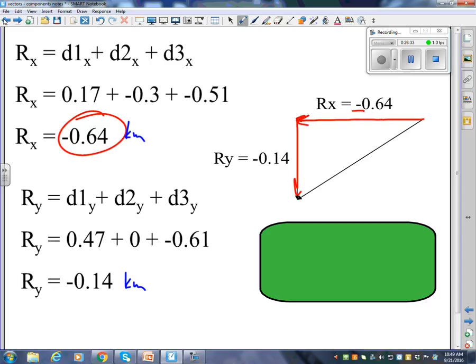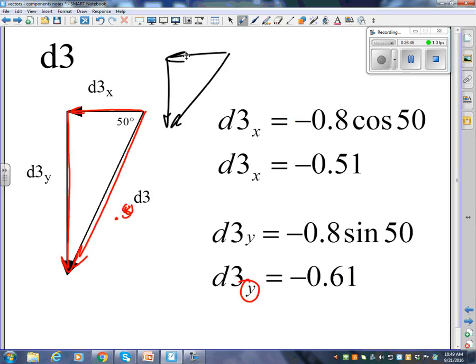What if you don't? I promise you, but it sure helps, right? Would I give you a mark for the adding of the X's and the adding of the Y's? I would probably give you one for each X and Y component, like a half each.